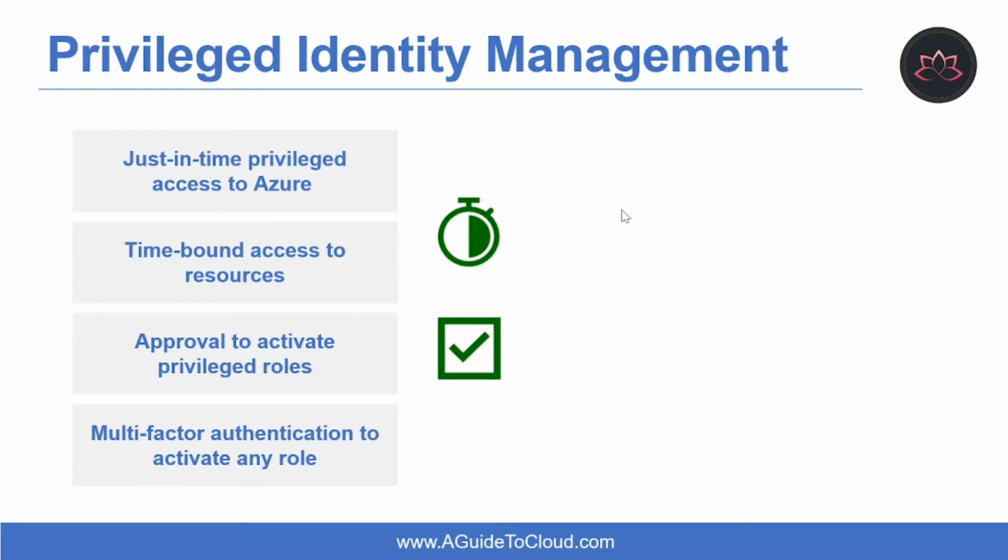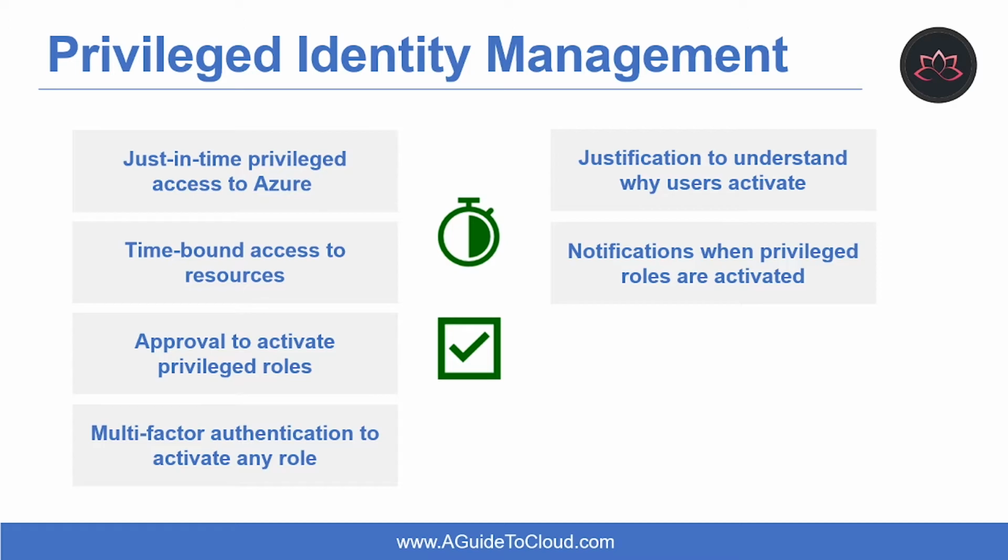Let's look at the fifth feature, which is about justification. Using justification to understand why users activate. This benefits both internal and external auditors understanding why the role was activated. You can also require a service ticket number from whatever service product you are using. Another feature is getting notifications. Getting notification when a user is assigned a privilege and when that privilege is activated.